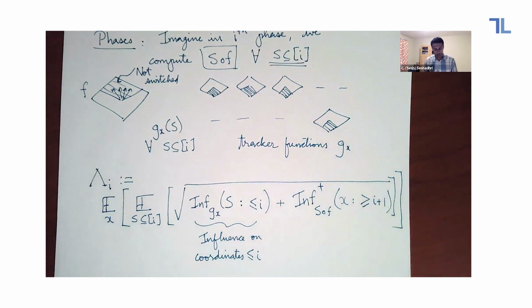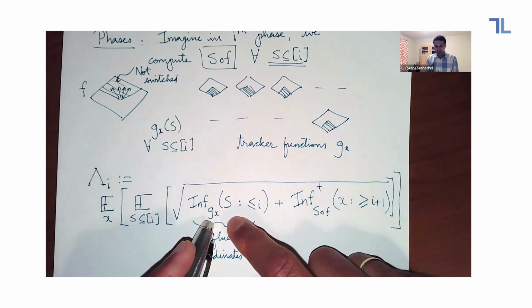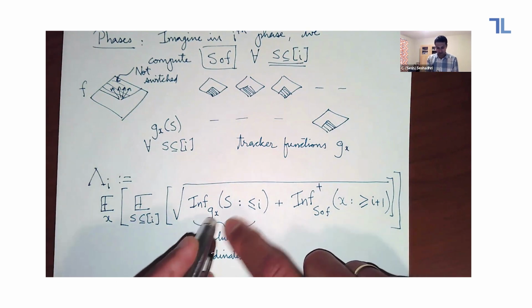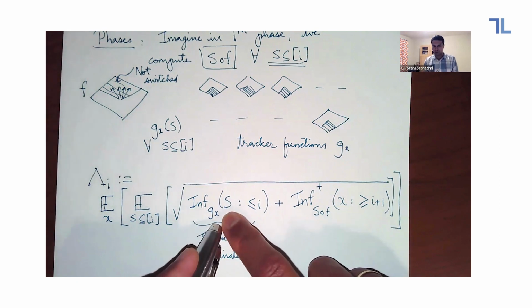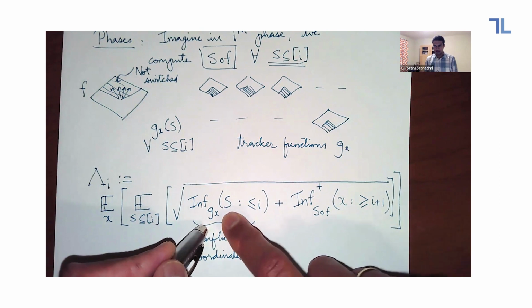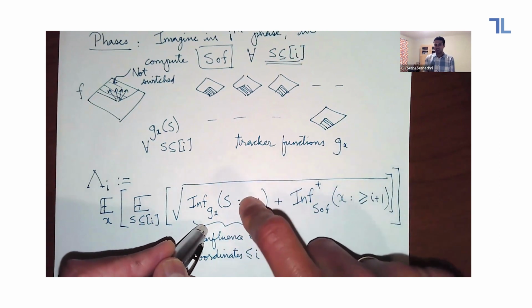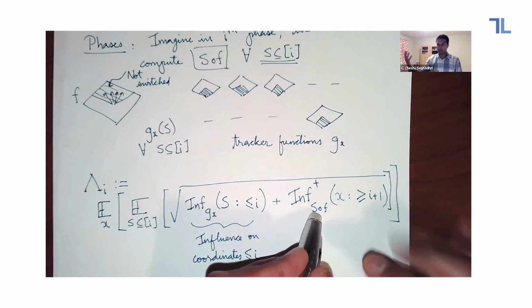I'll pause for a bit. Let's stare at this expression a bit, because there are lots of these x's. So x and s are almost switched here. Here, x is indexing the function, and s is indexing the domain. Here, s is indexing the function that we're looking at, and x is indexing the domain.